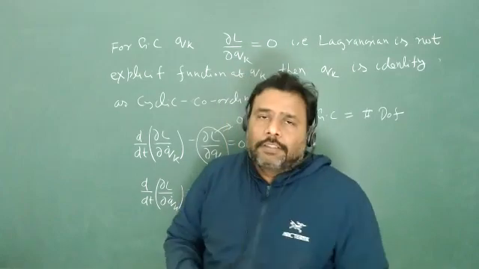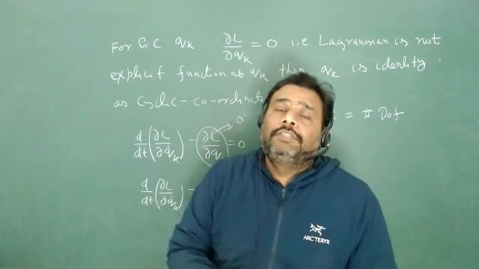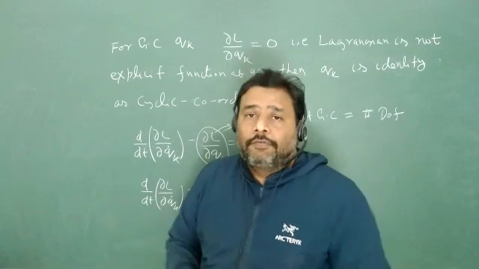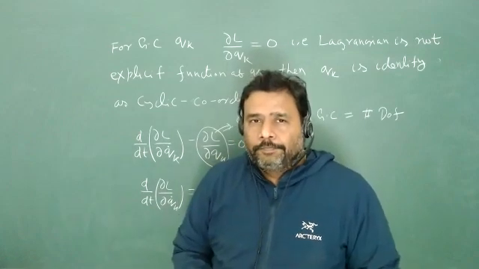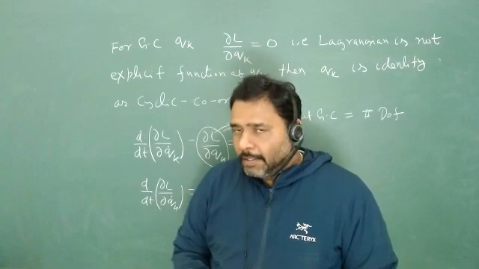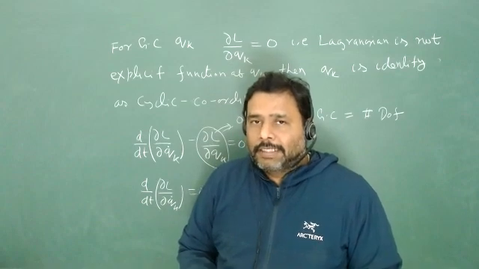Now, is it possible that the Lagrangian is not an explicit function of generalized velocity, but is an explicit function of coordinate? Maybe. Is the vice versa true? It may be that the vice versa can be true.